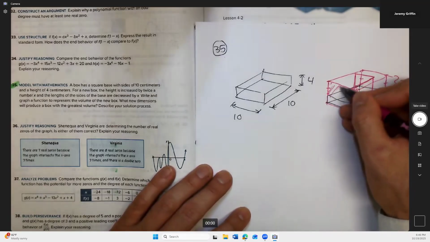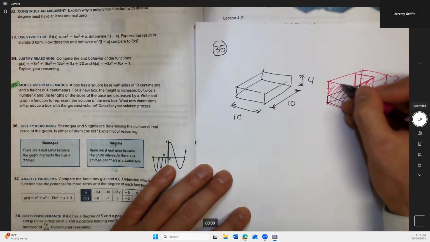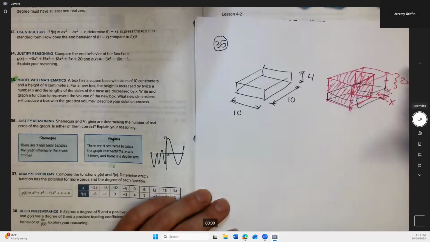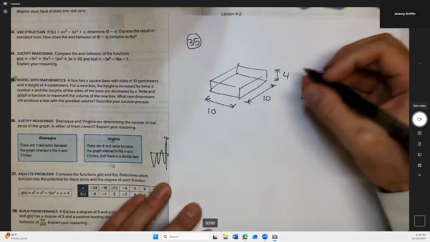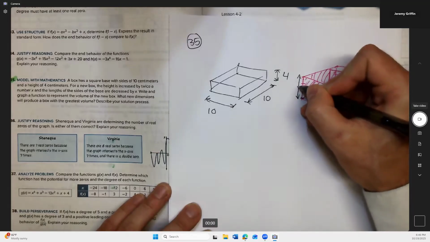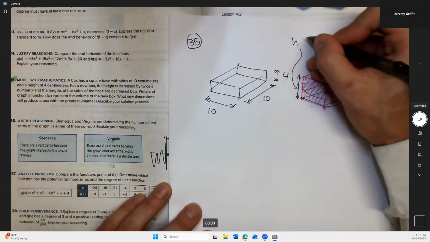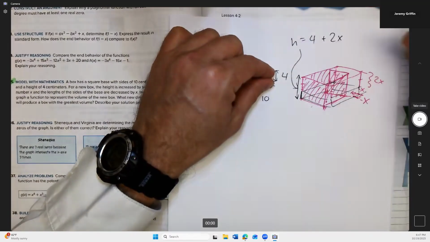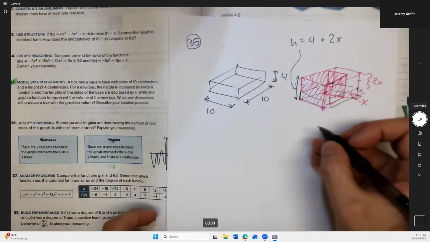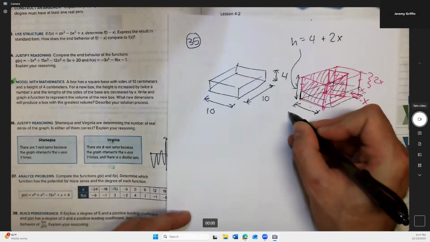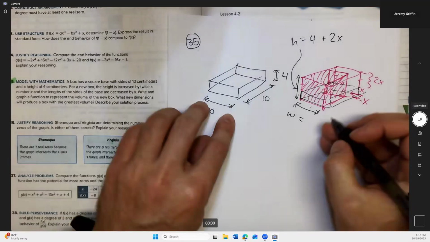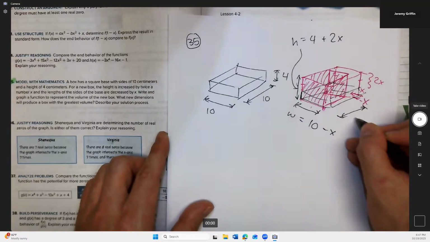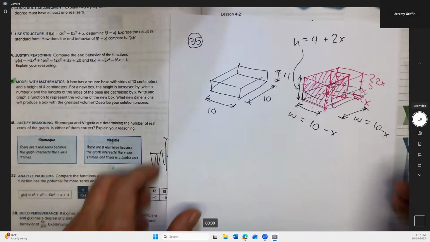And they want a volume. I sort of hash this in so we can really focus on this top box. That's the original height of 4 plus 2x. So this whole height right here, I'll say h, height, equals the original 4 plus this 2x. So it's 4 plus 2x. And this width right here, I'll call w for width, equals, well, it started off as 10 minus some value of x. And same thing over here. This is also width equals 10 minus x. So that's what we're looking at.